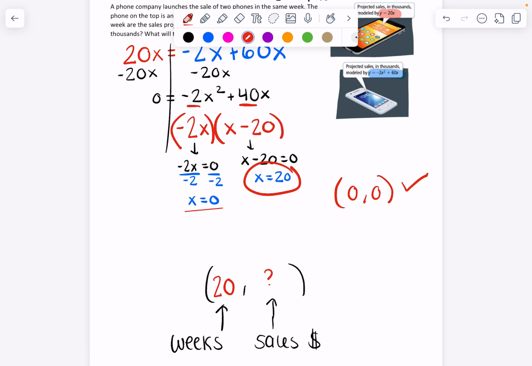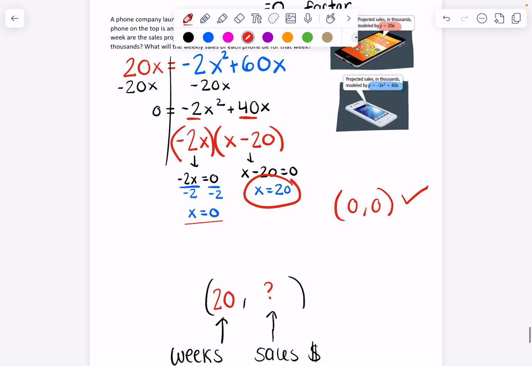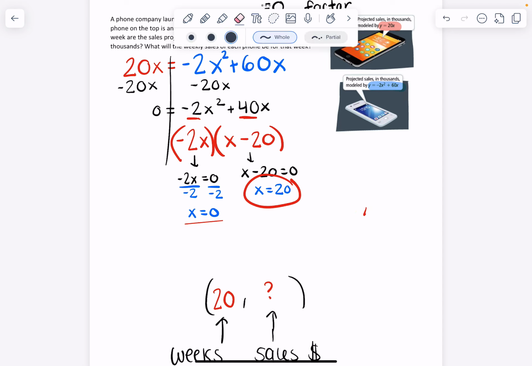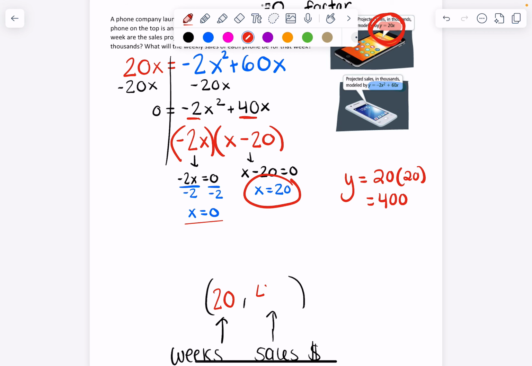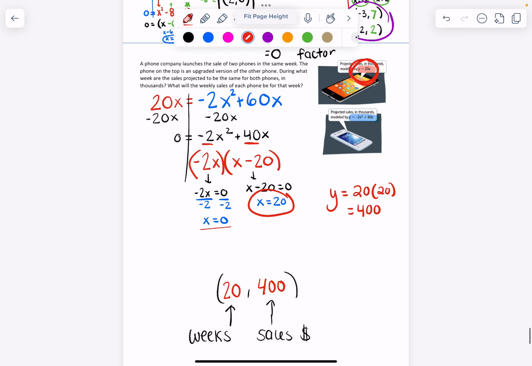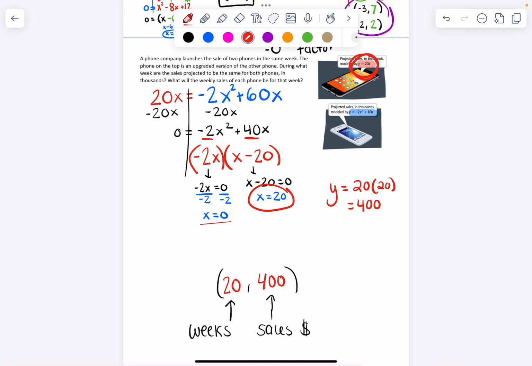So to find our missing y value again, we just have to plug it back into one of our functions. You can plug it back into one or both. You're going to get the same answer every time. I will always default to using the easier equation. And for me, that is our first one. 20 times the x value, 20 times 20, we get 400. So after 20 weeks, we make $400 in sales, and that is going to be the same for both phones.